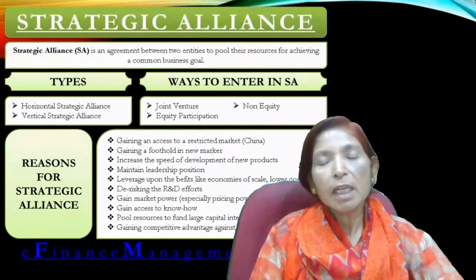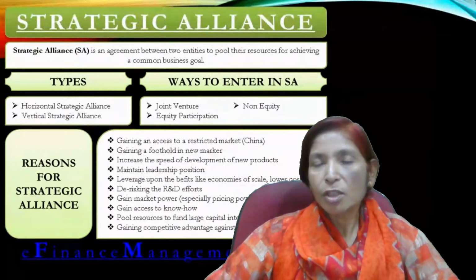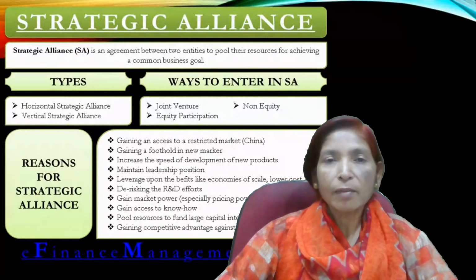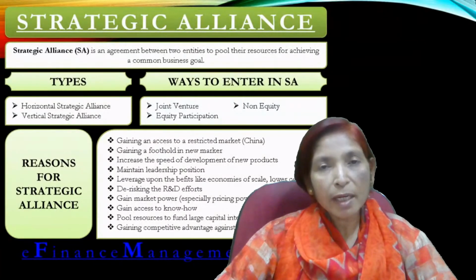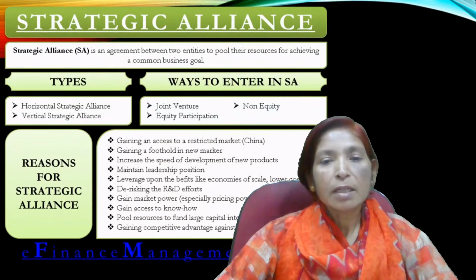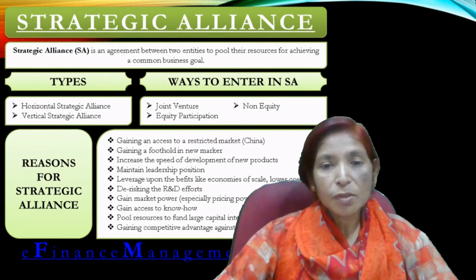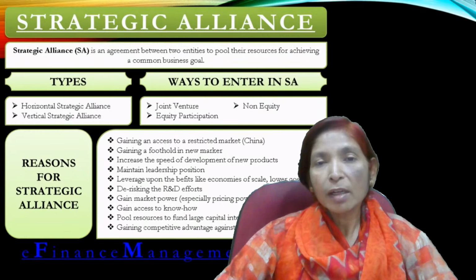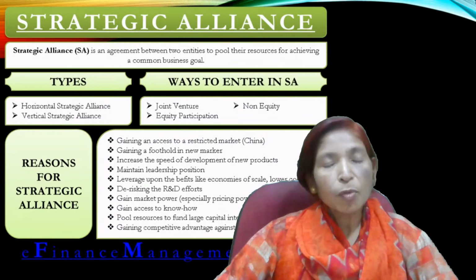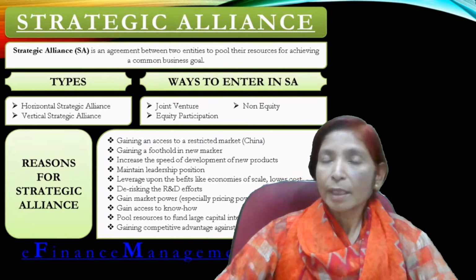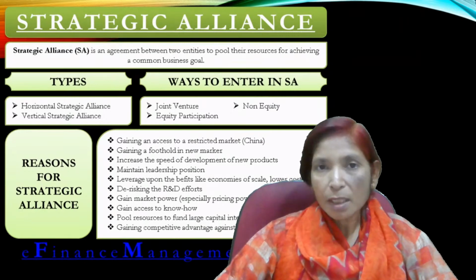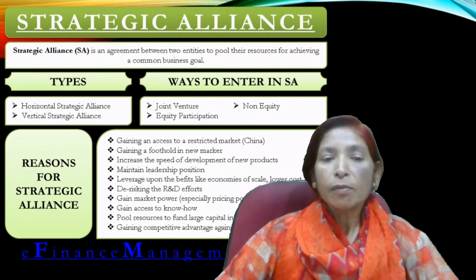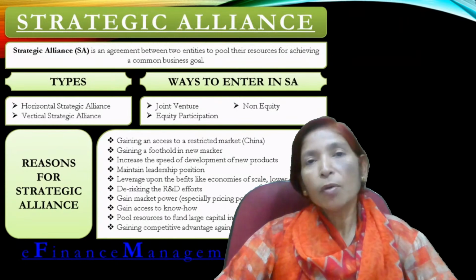Number one is gaining access to a restricted market like China. You know that China's economy is a socialist economy. All the activities are controlled and managed by the government or state. China is a restricted market, but through strategic alliances you can gain advantages even in countries where so many restrictions are put by the government. Next is gaining a foothold in a new market.